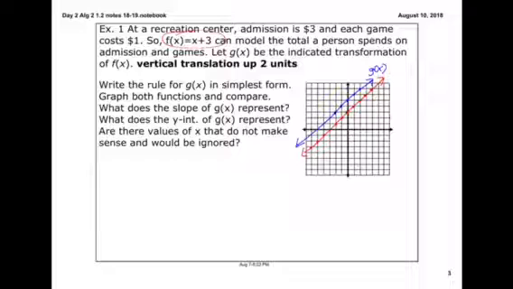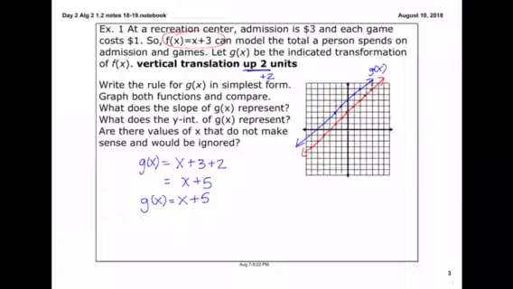We could also, if we want to do it mathematically, g of x, a vertical translation up means plus 2 on the outside, or where the k value goes within our function. So x plus 3 plus 2 more would give us x plus 5. So g of x equals x plus 5.